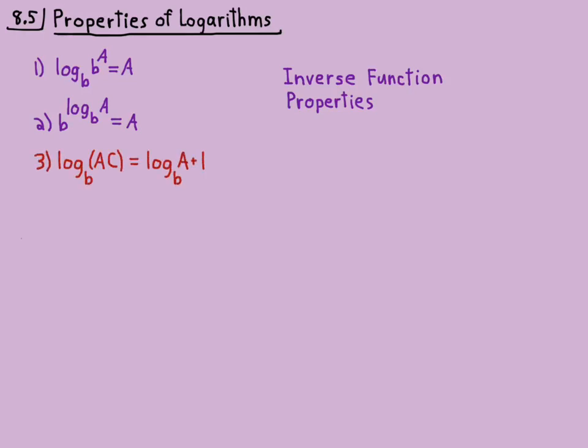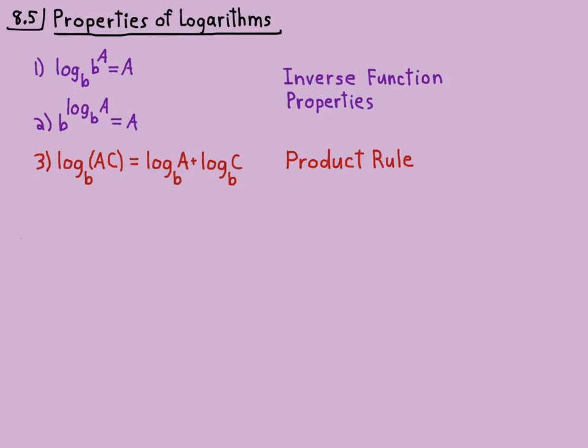Okay, what do we call this? The product rule. It could also be called a sum rule. But this is called the product rule for logarithms. Okay, so what does it say? Log base b of a product. So the product is in the argument. The argument is AC here on the left side of the equation.